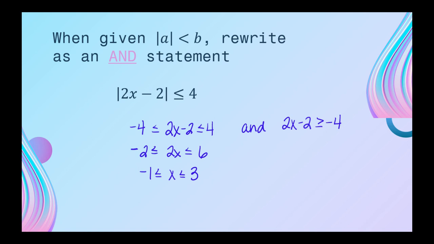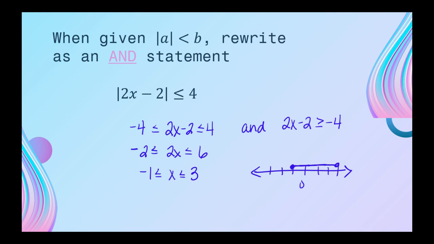There's my compound inequality. And then if I were to graph this, of course, on a number line, let's put 0 here, 1, 2, 3, 1, 2, 3. I'm going to have a closed circle at -1 and a closed circle at 3. And because it's an and, I'm going to connect between them. So I've got this graphed on a number line, okay?